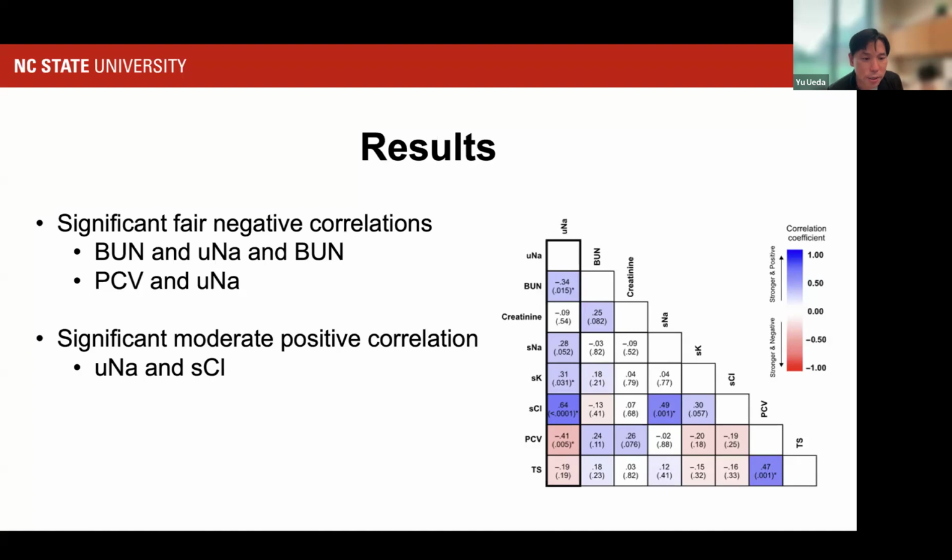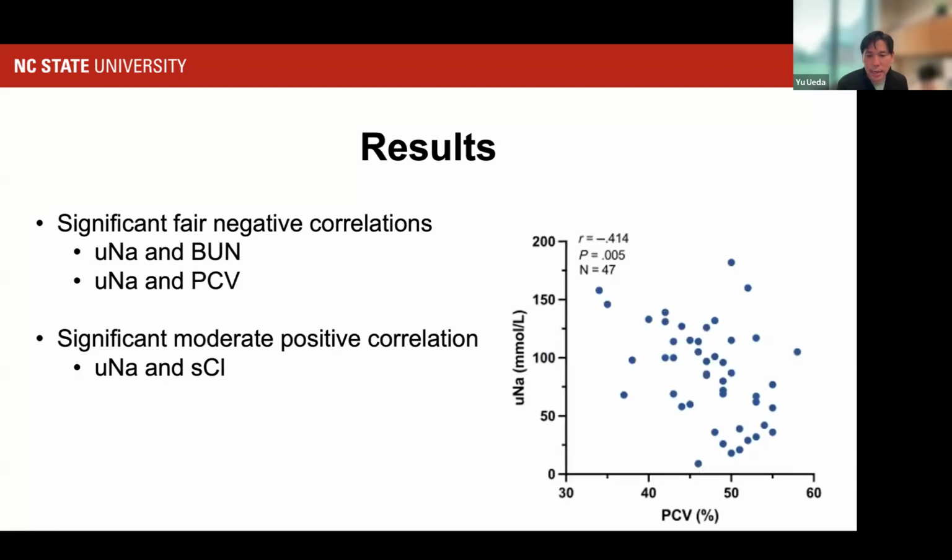So essentially, they found that hemoconcentration and maybe dehydration, with high BUN and high PCV, were negatively correlated with urinary sodium concentrations. When they are hemoconcentrated or dehydrated, they have lower urinary excretion of sodium, which is a very interesting finding. Probably they have more drive on sodium reabsorption due to RAS activation. I'm going to come back to this correlation between urinary sodium and serum chloride concentration later during the discussion.